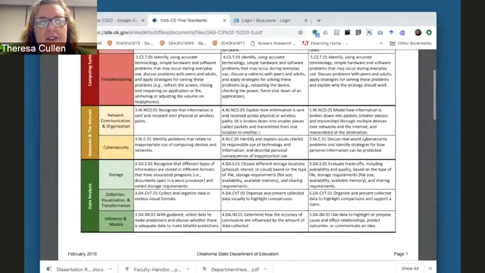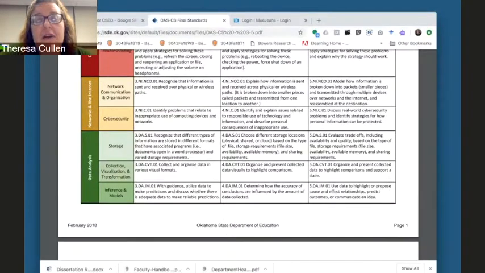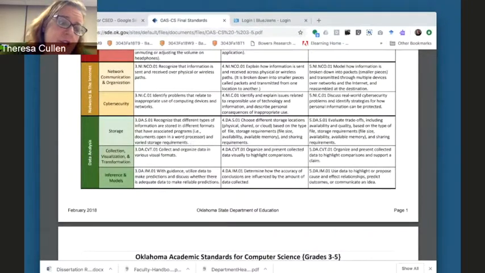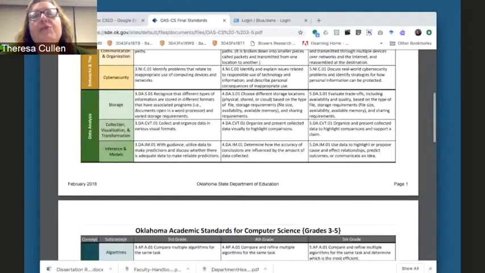Data analysis: how do we store data? How do we collect information? How do we make decisions using data? Again, a very math-friendly concept. Next, we go into algorithms and programming, which is what people probably think about when they immediately think of computer science.